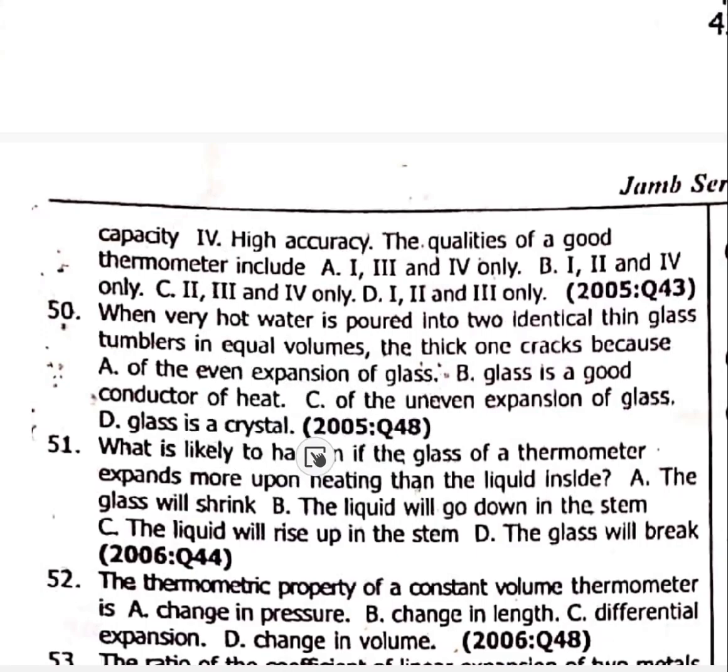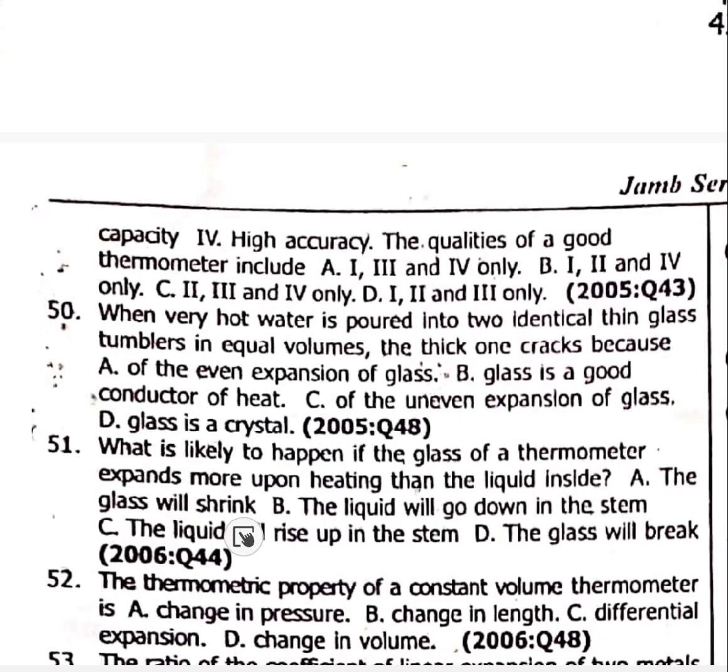Always read all options before you pick your answer. You get uneven expansion of glass. 51. What is likely to happen if the glass of a thermometer expands more upon heating than the liquid? What will happen? 51. The liquid will go down the stem.